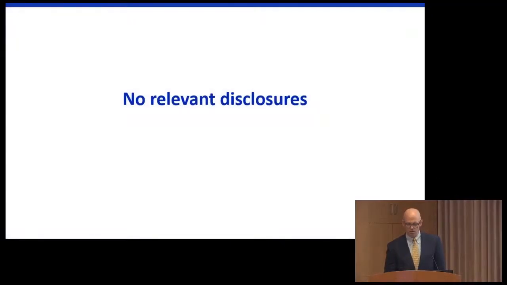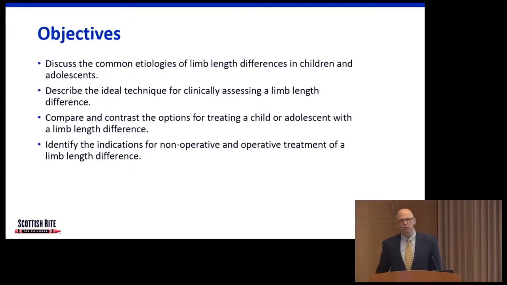I have no relevant disclosures for this talk. We're going to take just a minute and go through the objectives of this talk. The first objective is we're going to discuss the common etiologies of limb length differences in children and adolescents. After this talk, you should be able to describe the ideal technique for clinically assessing a limb length difference. You should be able to compare and contrast the options for treating a child or adolescent with a limb length difference, and should be able to identify the indications for non-operative and operative treatment of a limb length difference.